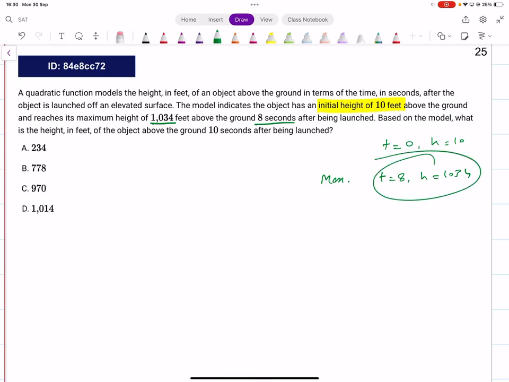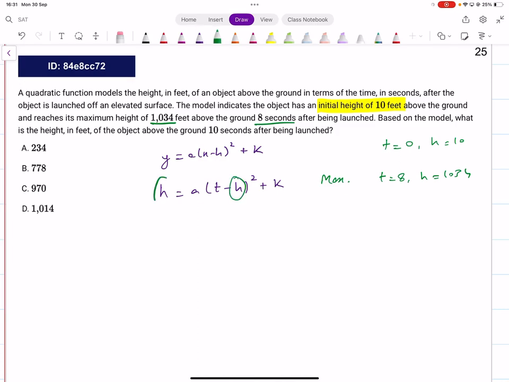Then you have the turning point given. Remember, whenever we have the turning point given, we can write down the equation in this form: y equals a into x minus h whole square plus k. In this case, instead of y we have h. Instead of x we have t. So this is what the equation looks like. Is that okay?